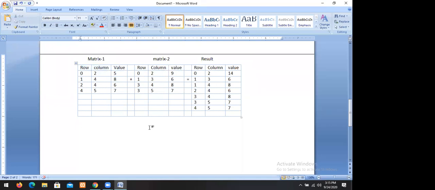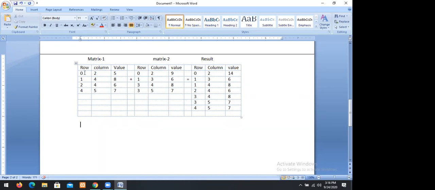To perform addition of 2 sparse matrices, the row and the column number of the values must be equal. When the row and the column number of the value is equal, only then we can perform the addition of the 2 values. Otherwise, we cannot perform the addition.